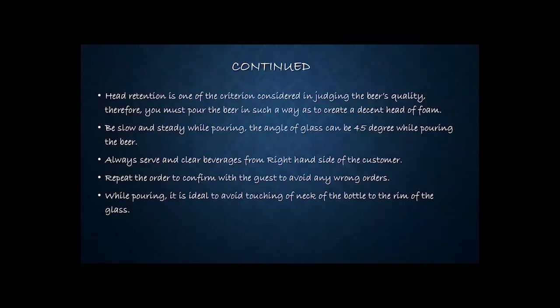Head retention is one of the important criteria considered when judging the beer's quality, and therefore one must pour the beer in such a way as to create a decent head of foam. Always remember, fast pouring should be avoided for beer because if you pour it fast, the carbonation will evaporate and the beer might turn flat. Also, it will gush over and cause spillage. Be slow and steady while pouring. The angle of the glass can be 45 degrees while pouring the beer.